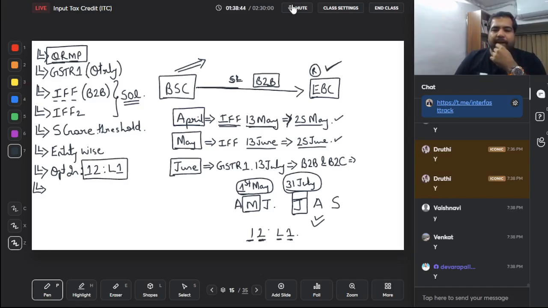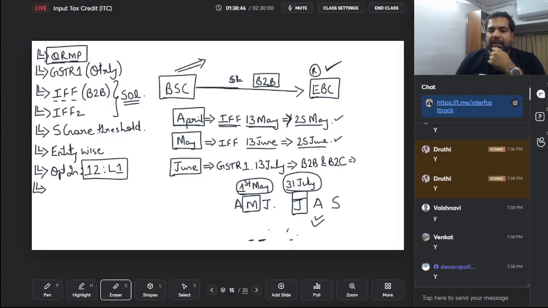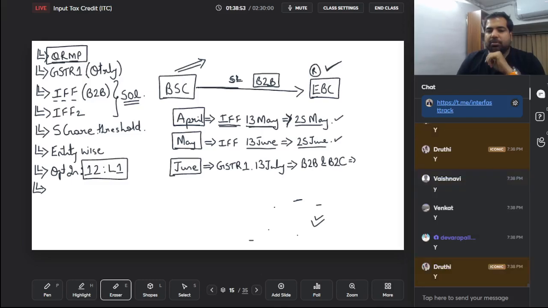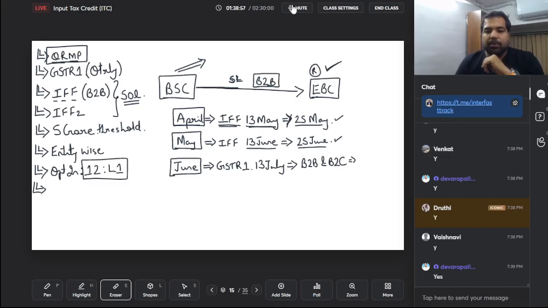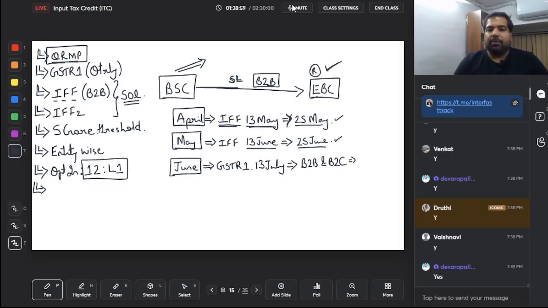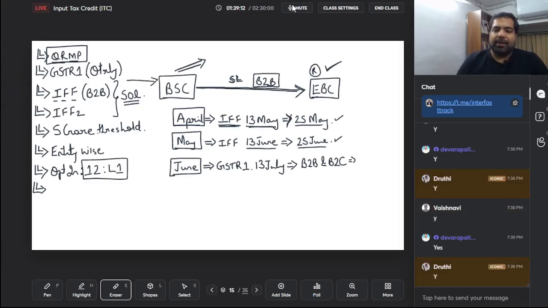Alright, now guys, was this scheme introduced to make life simple for all of us so that we don't have to file 12 returns? Yes, the scheme was made so that life is simpler and we don't have to file 12 returns. But please tell me, every time I file an IFF, do I have to see how much supply I have made B2B? Yes. Do I have to see how much credit I have and how much payment I have to make? So is this the same headache in a different avatar?